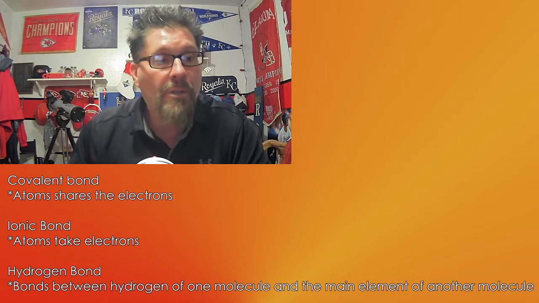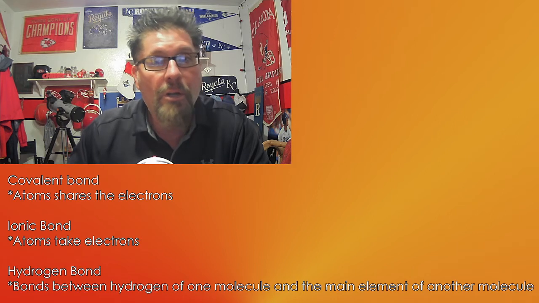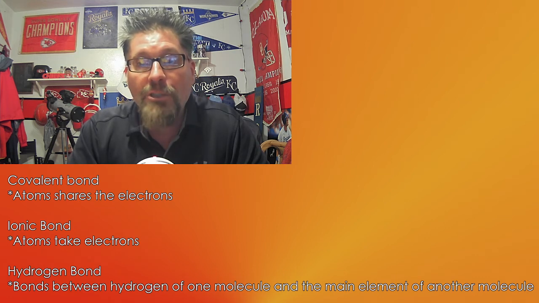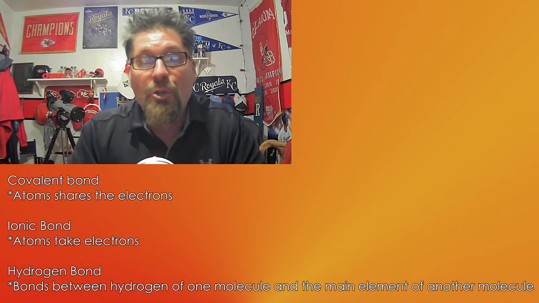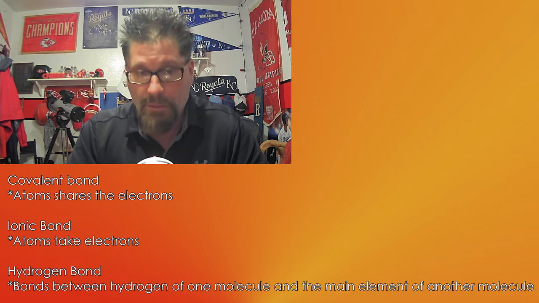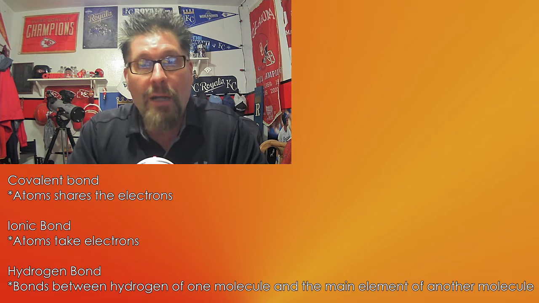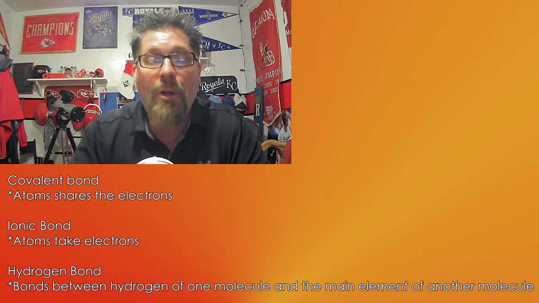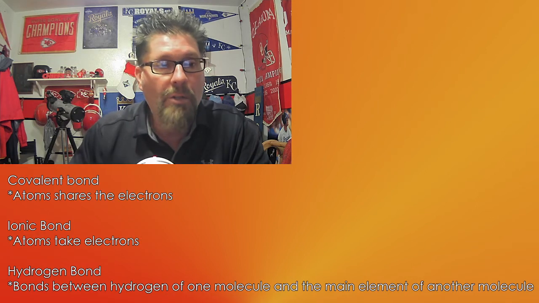And on our last slide, we have 3 types of bonds that we're going to deal with. Covalent bonds, which share electrons. Ionic bonds, which take electrons, where you gain or lose electrons. And a hydrogen bond, which you might think would be a bond between 2 hydrogen atoms. That is not the case. It is a bond between a hydrogen atom of one molecule and the main element of another molecule. Each of those has its own little video where we will get into those.